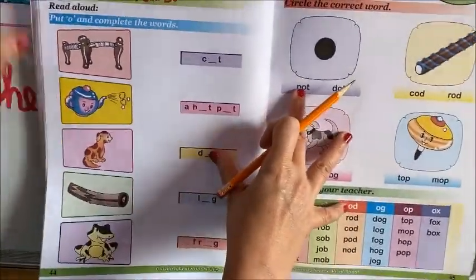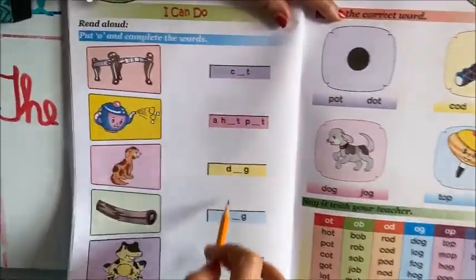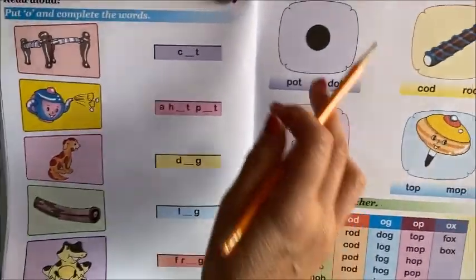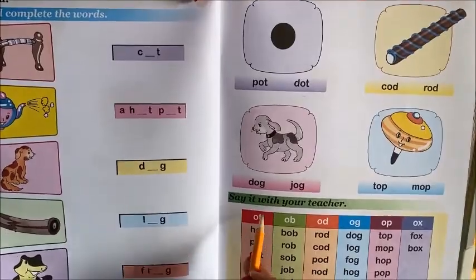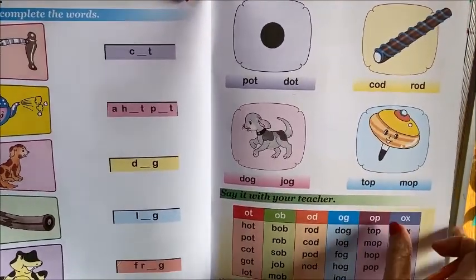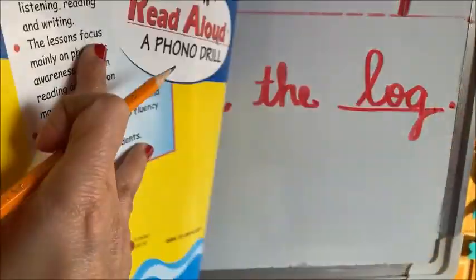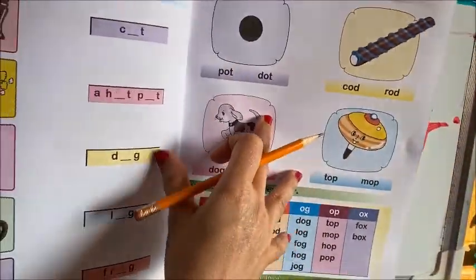Now you have to do this page. Write the missing letters, which is very easy. Pick the correct word for this. And here you read these words which already I taught you. So this is the end of this letter O, the phonetic A and its families.